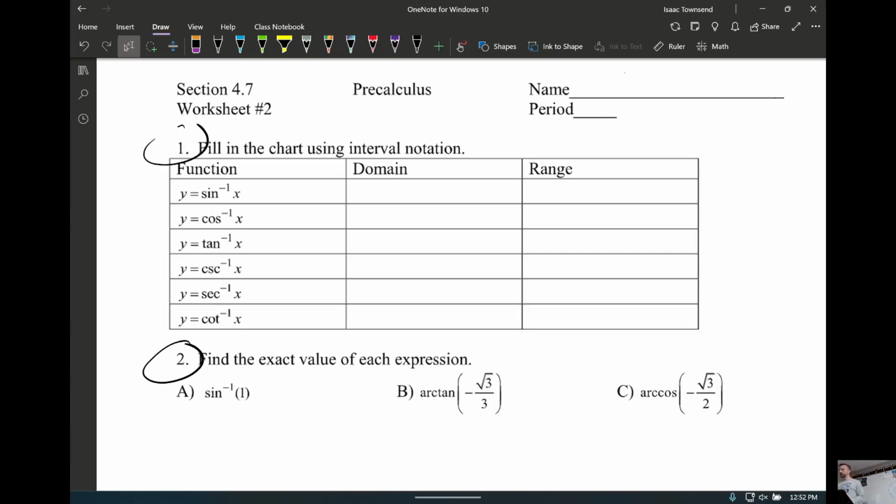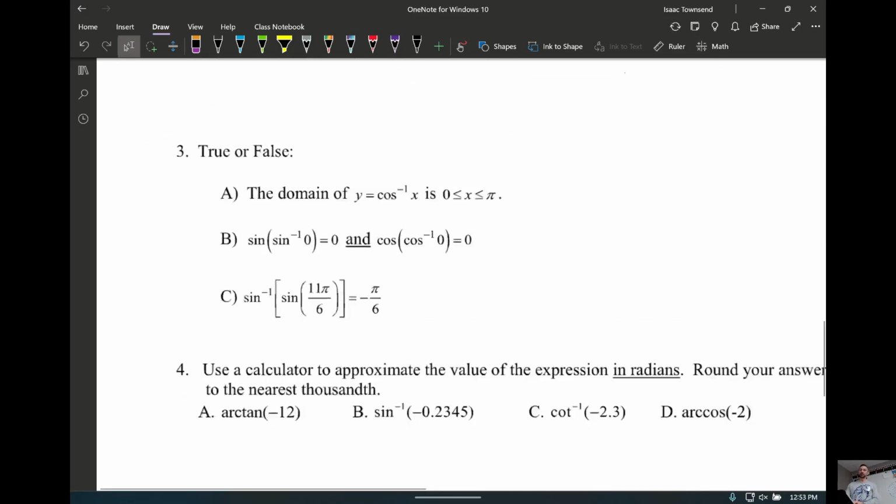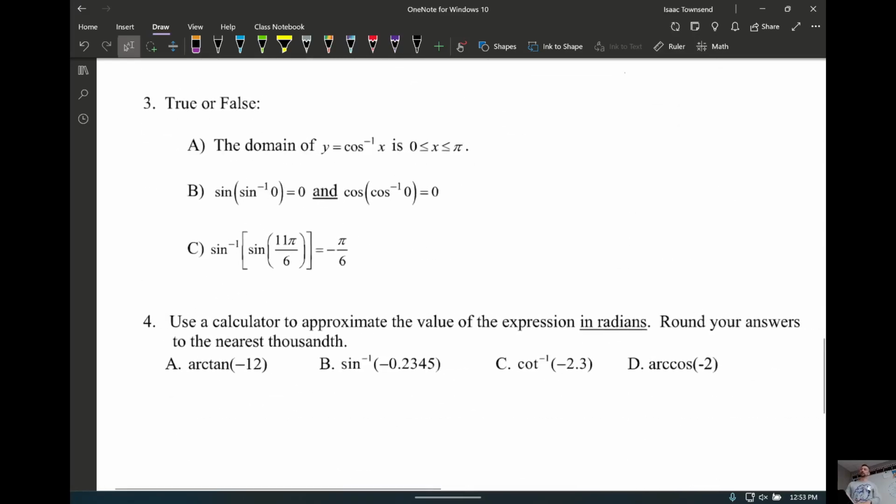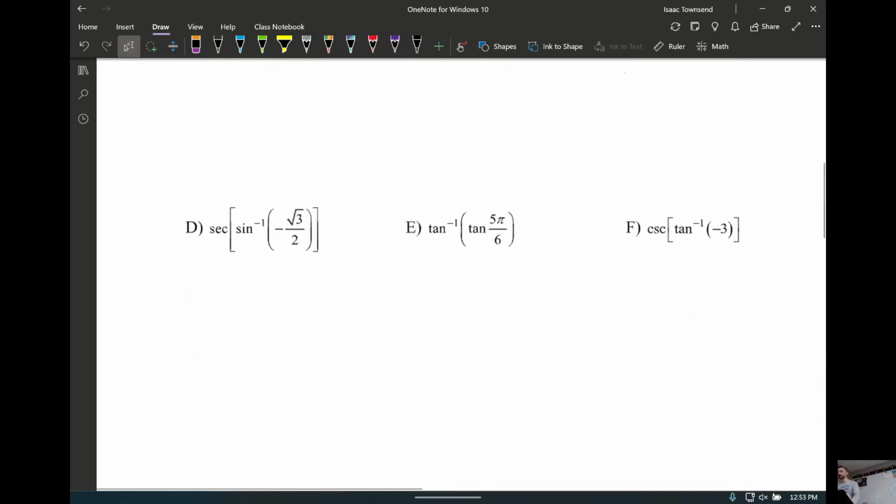So 2 things we will do for sure next class is the mini quiz right away. You definitely need to write that down so you don't forget about it, especially with the long weekend in between. And I will take your homework questions from worksheet 2, questions 1 or 2. You don't need to do questions 3 or 4 yet. 3 is some true or false stuff. 4 is using a calculator. We haven't done any of that stuff yet, so don't worry about those.